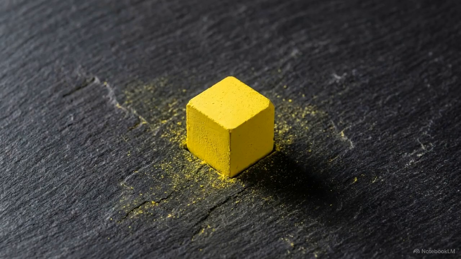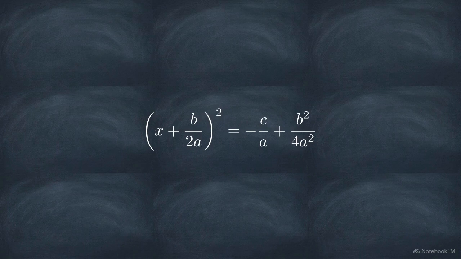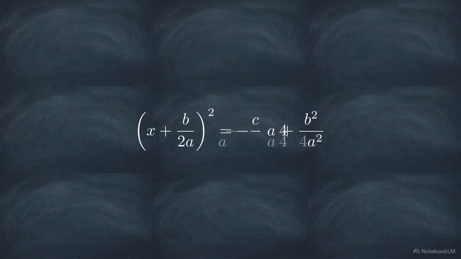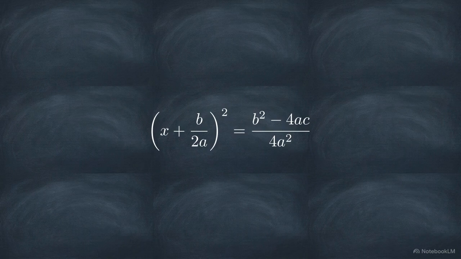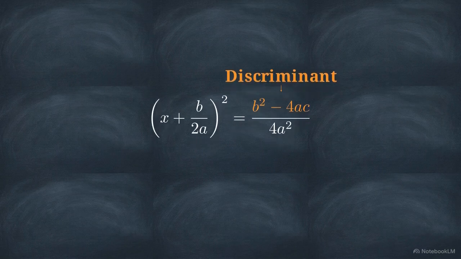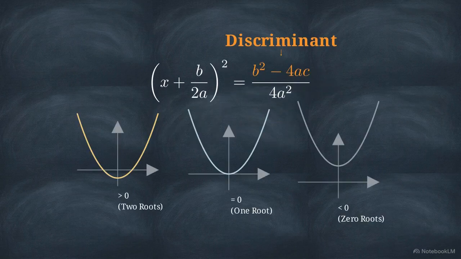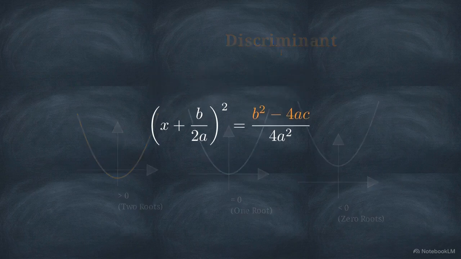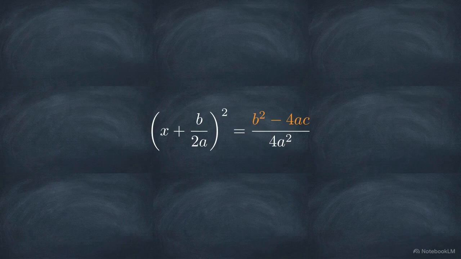By identifying and filling that physical gap, the separate incompatible variables of x squared and x are forced into a single measurable term. Isolating the right side gives negative c over a plus b squared over 4a squared. To combine these fractions, we multiply the first by 4a over 4a. The numerators then snap together to form b squared minus 4ac. This numerator cluster is the discriminant. Its value determines the number of real roots, telling us if the parabola crosses the x-axis twice, once, or not at all.